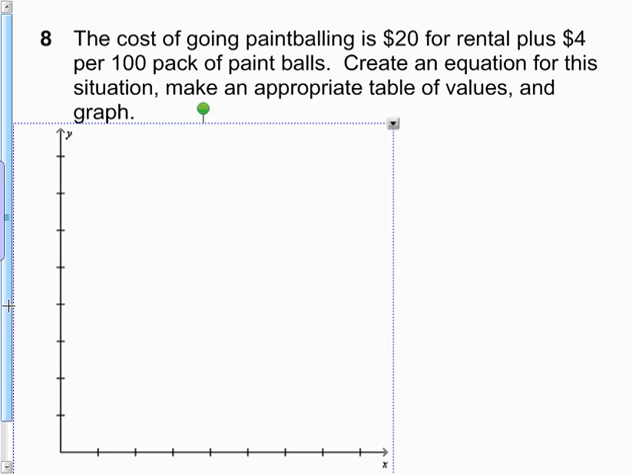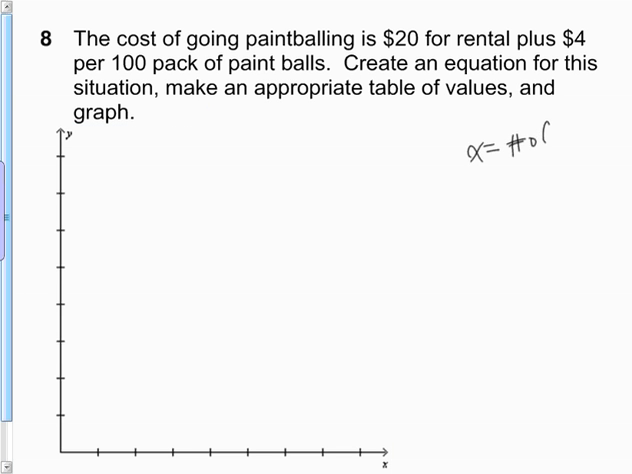So first thing I'm going to do is define my variables. X is going to be equal to the number of packs of paintballs. And Y will equal the total cost. Okay, so the first thing I'm going to do is just define what my values are going to be. And for this one, I probably should have given you that information. I said X can be the total number of packs of balls, and Y can be the total cost. Probably on your retest, I probably will tell you that.